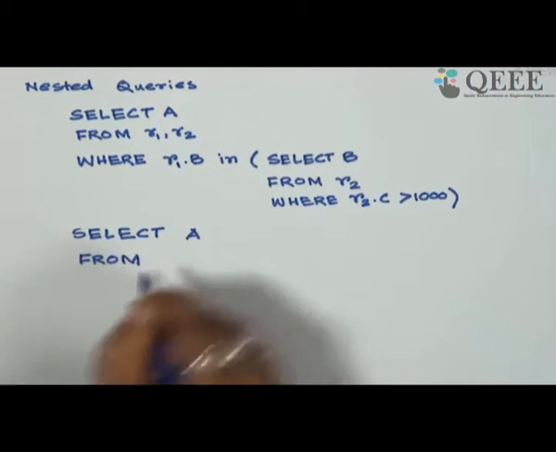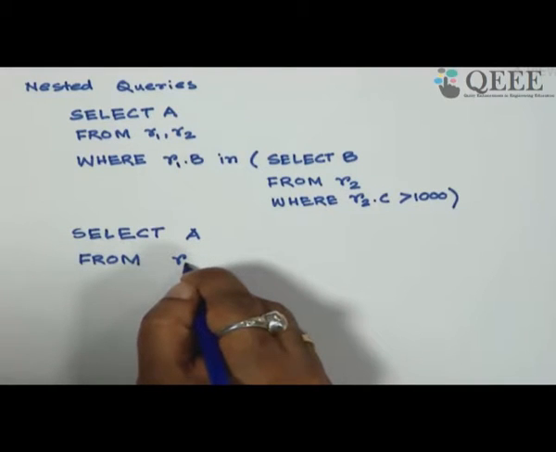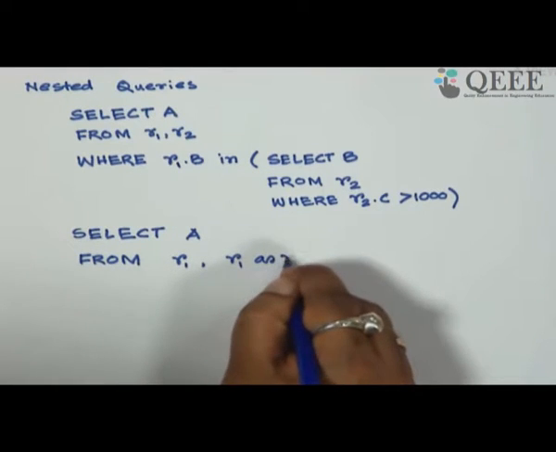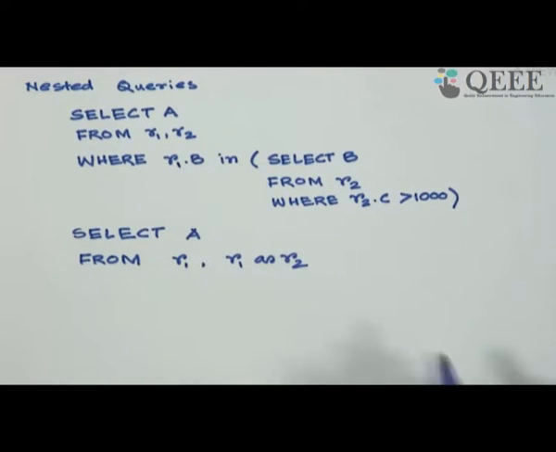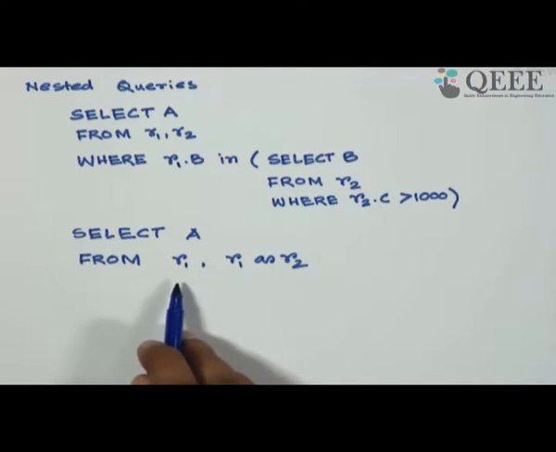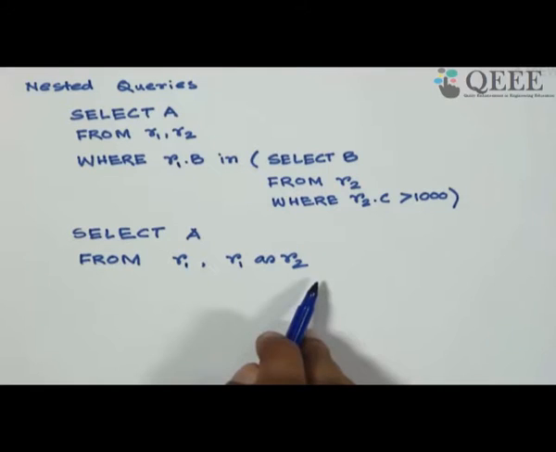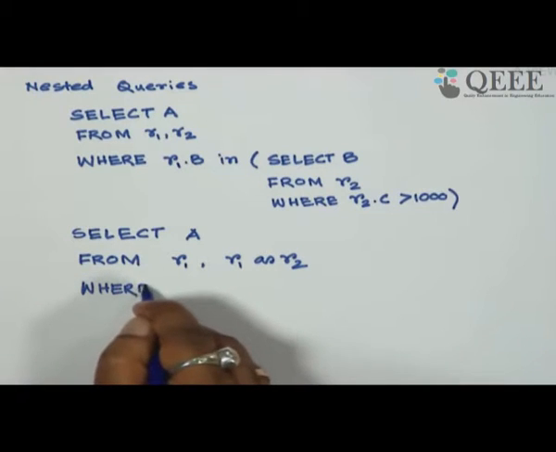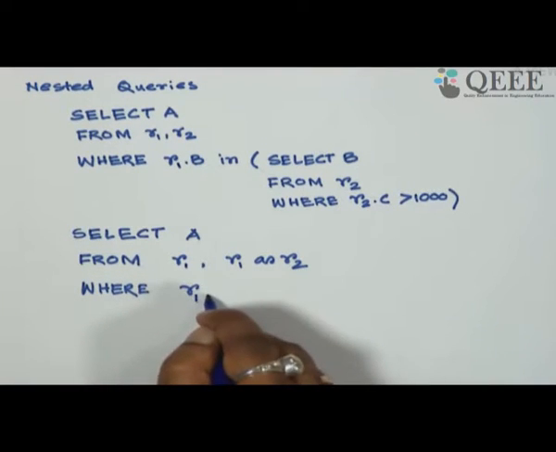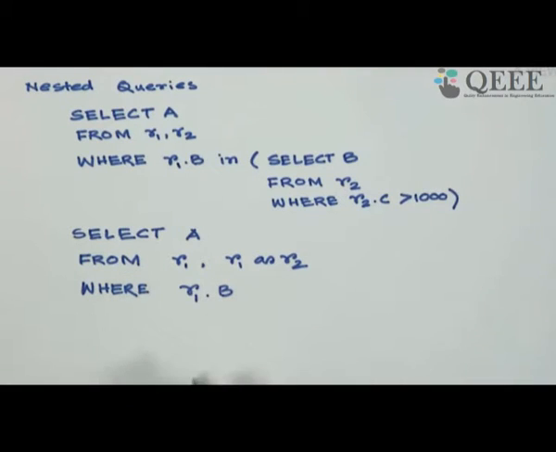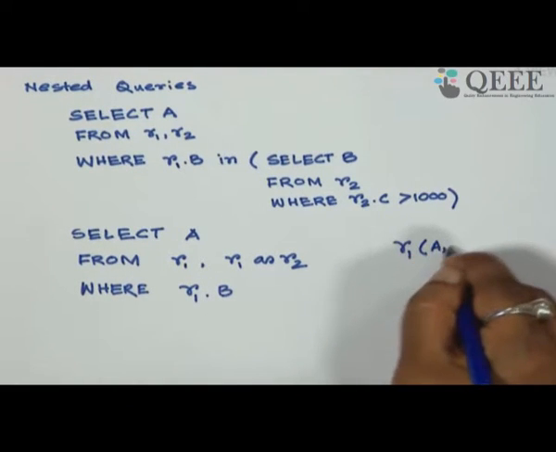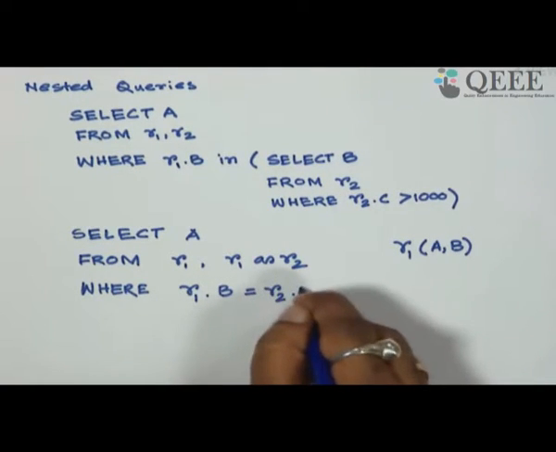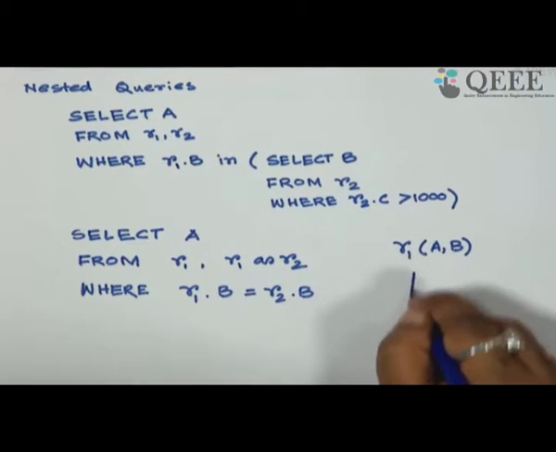I can write from R1 and R1 as R2. So there is only one table R1, but I have renamed R1 as R2. Where R1.B equals R2.B. Suppose B is an attribute, and this is my R1.